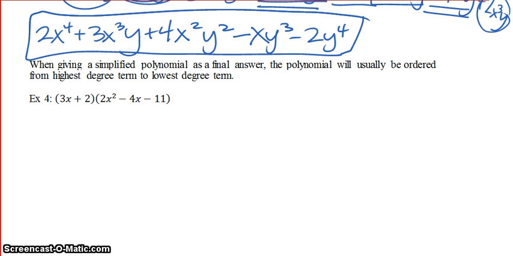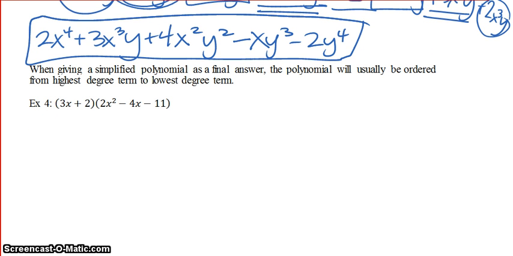Now, when giving a simplified polynomial as a final answer, it'll usually be ordered from highest to lowest, the highest degree to lowest degree. Okay. So again, I did it by x's, so I did 4, 3, 2, 1, and then none. So just do that. That's how you're going to see my answers. Technically, it's not wrong, but that's easier to check, easier to see, so on and so forth.